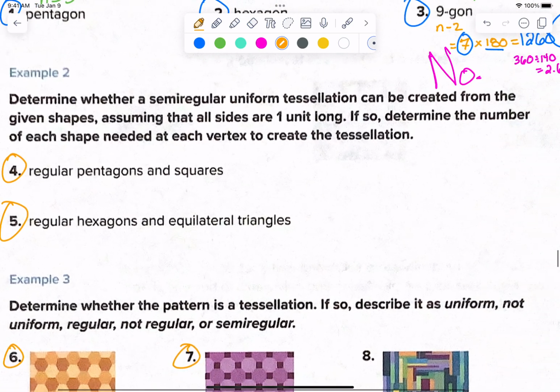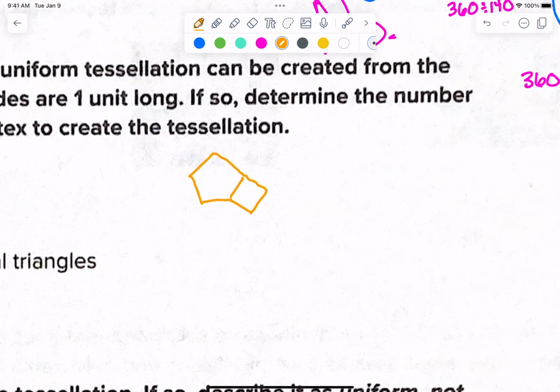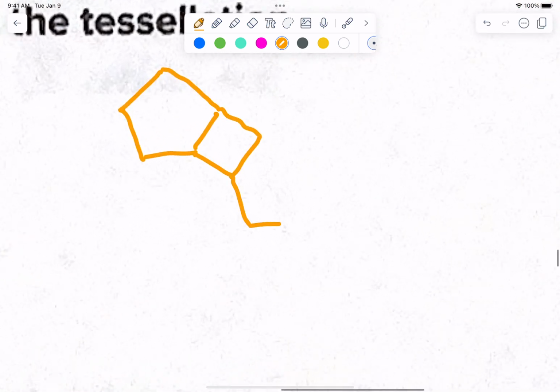We want to see if the pentagons and squares will tessellate. So I'm going to attempt to draw some pentagons and some squares. Pentagons have 5 sides. A pentagon and a square. And a pentagon. And I don't know. We want to see if he works.